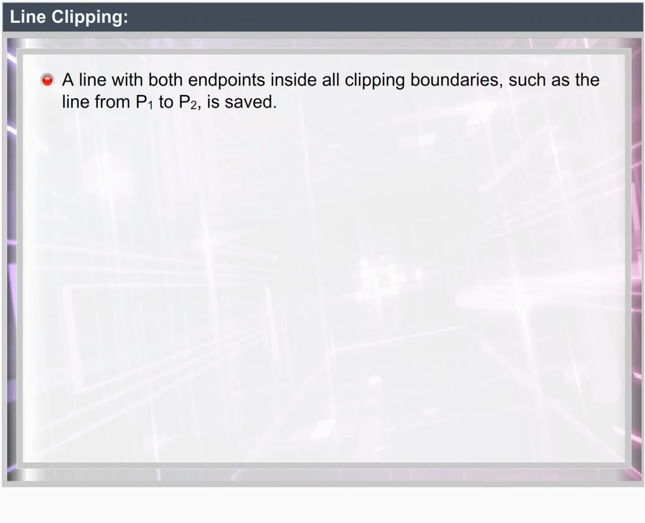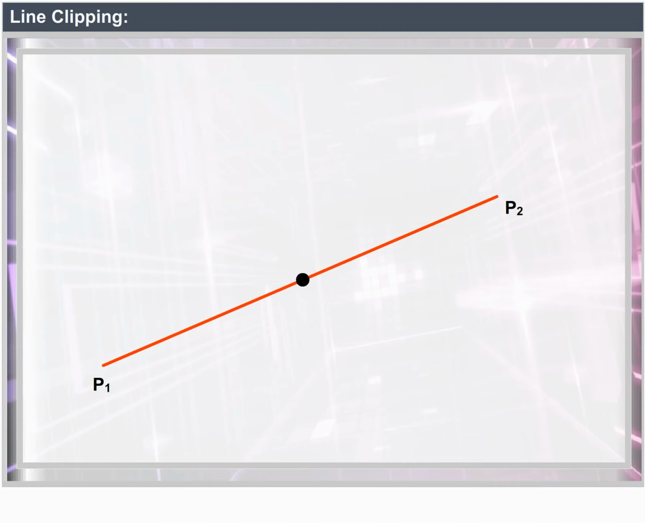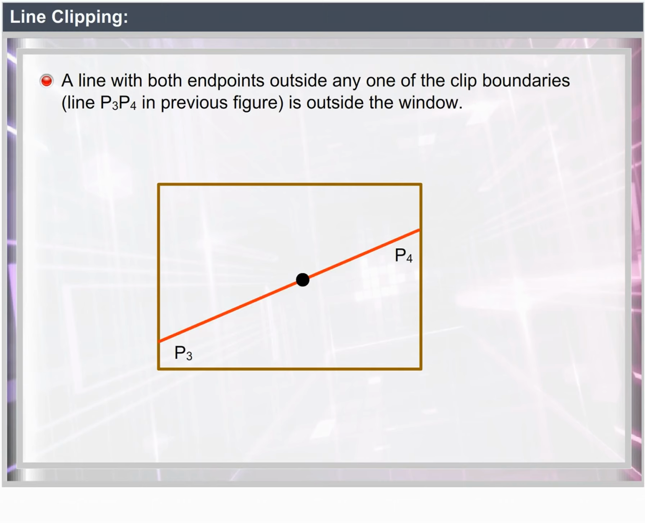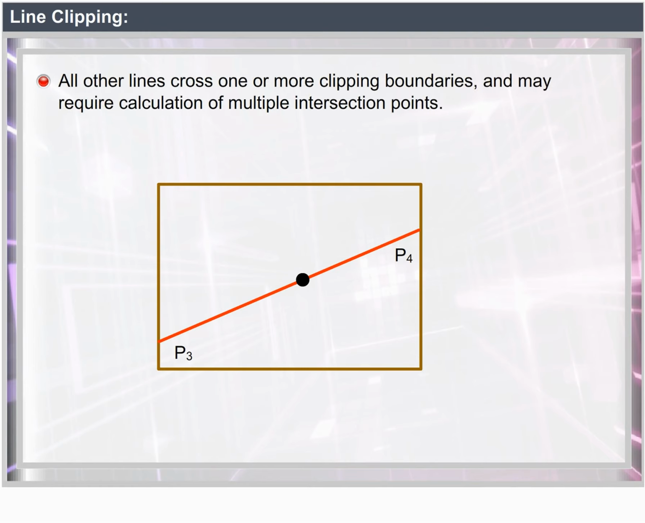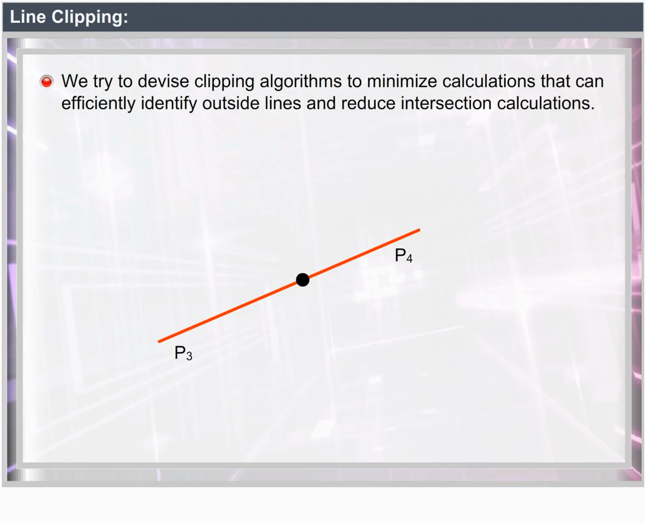A line with both endpoints inside all clipping boundaries, such as the line from P1 to P2, is saved. A line with both endpoints outside any one of the clip boundaries, line P3 P4 in the previous figure, is outside the window. All other lines cross one or more clipping boundaries and may require calculation of multiple intersection points. To minimize calculations, we try to devise clipping algorithms that can efficiently identify outside lines and reduce intersection calculations.